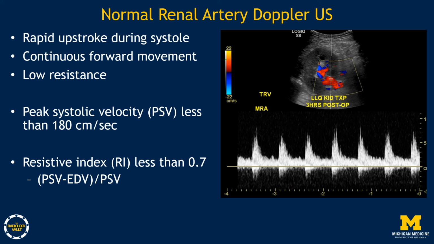The resistive index, or peak systolic velocity minus end diastolic velocity, all divided by the peak systolic velocity, should be less than 0.7. On screen right, we see an example of this normal waveform, with the rapid upstroke during systole, low resistance, and continuous forward movement. The calculated resistive index of this example is 0.61.